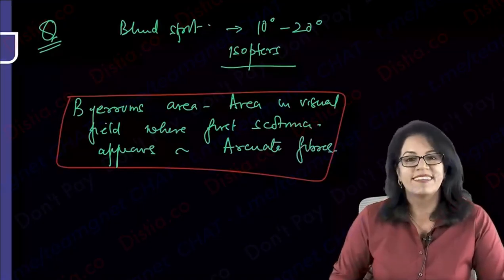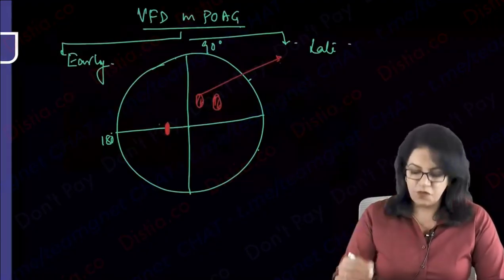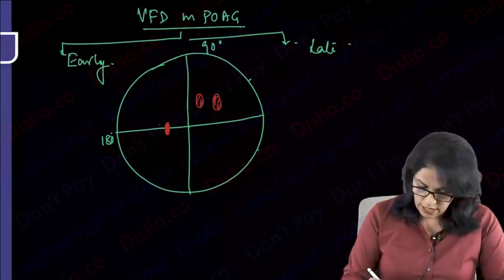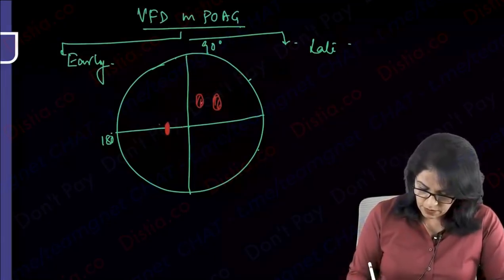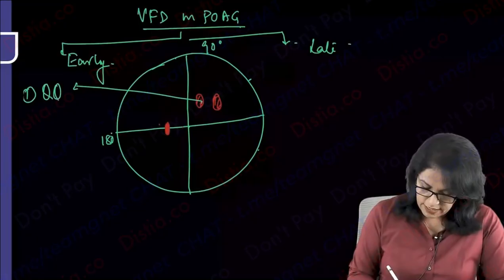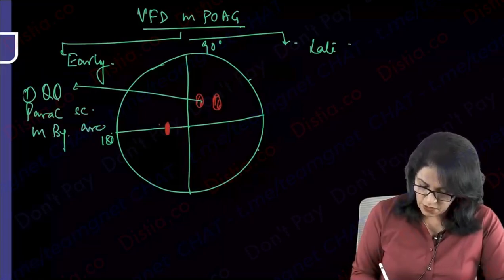Please note it down. Very, very important, a repeated question. Which is the first visual field defect? So the earliest field defect is which one? This one. So this is a repeated question. Earliest field defect: central or paracentral scotomas in Jerum's area. I think you got this.